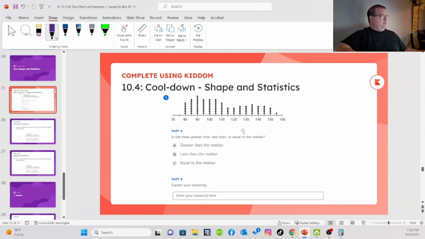Part A asks you about the distribution at the top. Is the mean greater than, less than, or equal to the median? So think about what shape this dot plot has. Is it symmetrical or is it skewed? And based off of that, answer the question. And part B wants you to actually explain your reasoning. So just type in there, the shape is this. That means this is what I know about the mean and the median.